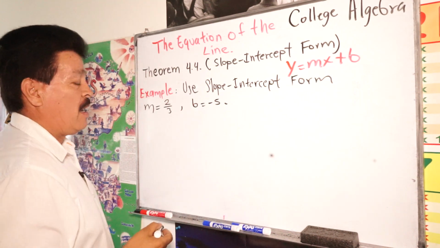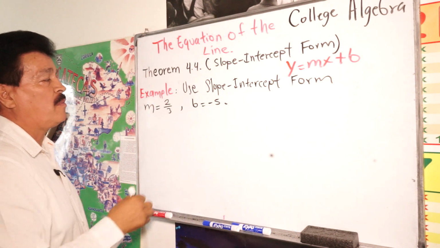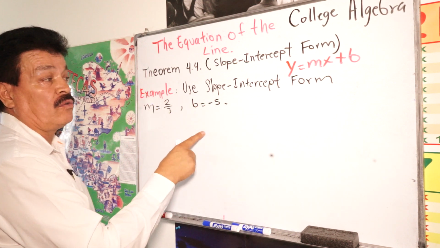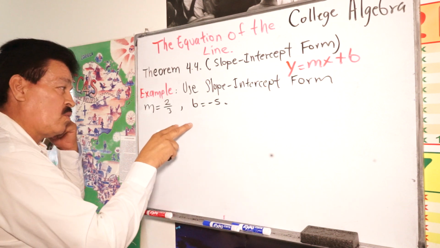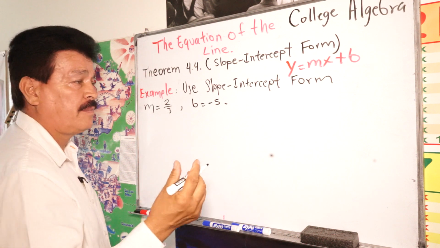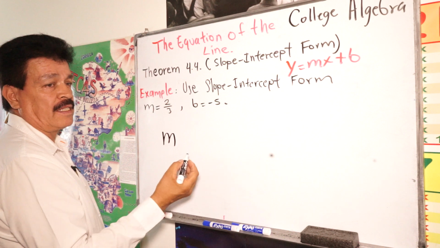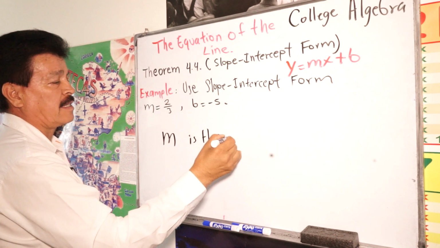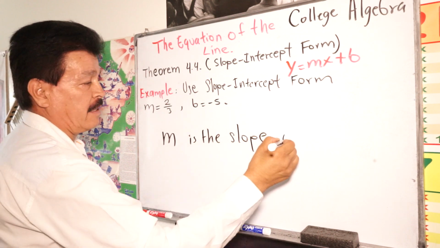All right. Let's write some ideas before we find the answer to this problem. We have to find the slope-intercept form, to write the equation in slope-intercept form with these two pieces of information. First of all, m is the slope, m is the slope of the line.